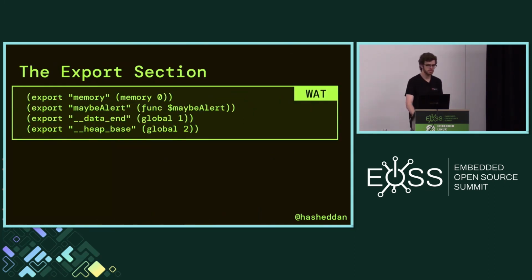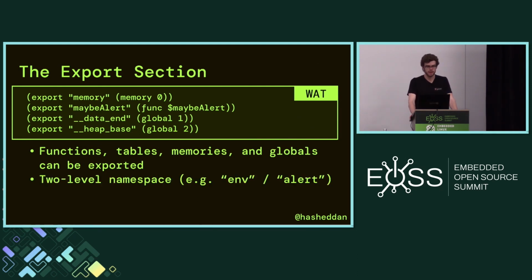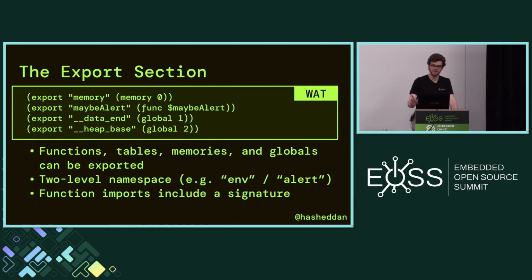We also have the exports. We're exporting a variety of things by default, and then we explicitly mention that we would export that maybe alert function, which is going to make that available for the embedder host environment to be able to call. Once again, functions, tables, memories, and globals can be exported. It's not a two-level namespace in export, so that was copied over. And these are available after instantiation.